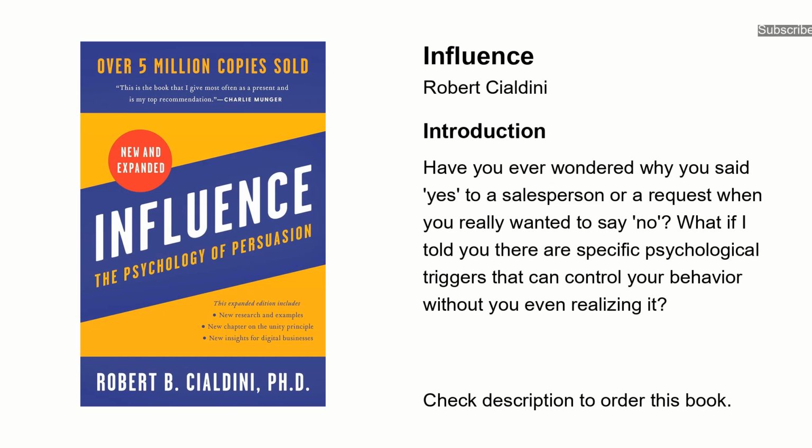Have you ever wondered why you said yes to a salesperson or a request when you really wanted to say no? What if I told you there are specific psychological triggers that can control your behavior without you even realizing it? Today on Book Summaries channel, we are breaking down the masterpiece of Persuasion, Influence: The Psychology of Persuasion by Robert Cialdini. We'll explore the 6 universal principles that govern how we are influenced and how you can use these tools ethically or defend yourself against them.